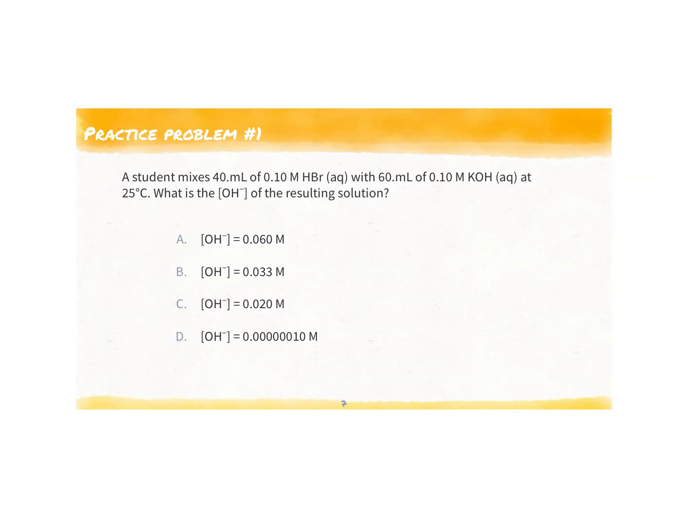So let's look at this example right here. We have this practice problem where a student mixes 40 milliliters of 0.1 molar HBr with 60 milliliters of 0.1 molar KOH at 25 degrees Celsius, and we want the concentration of OH- in the resulting solution. So the first thing we need to look at is what we have. This, strong acid, KOH, strong base. So immediately we know we just have to find the limiting reagent, then determine the concentration of OH minus. So this is a pretty simple case.